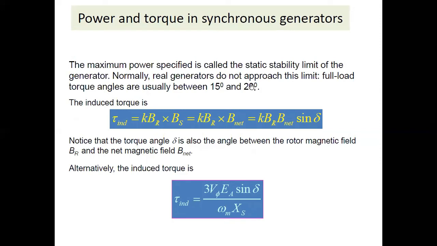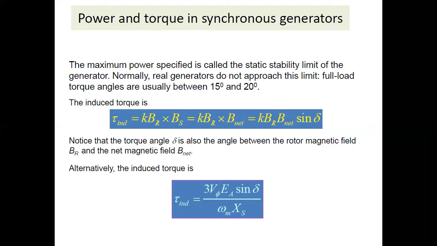Then the power and torque in the synchronous generators. The maximum power specified is called the static stability limit of the generator, which the machine can deliver under stable condition. Normally, real generators do not approach this limit. Full load torque angles are usually between 15 degrees to 20 degrees. This is very important, that for real working generators, the load angle or torque angle lies between 15 degrees to 20 degrees.